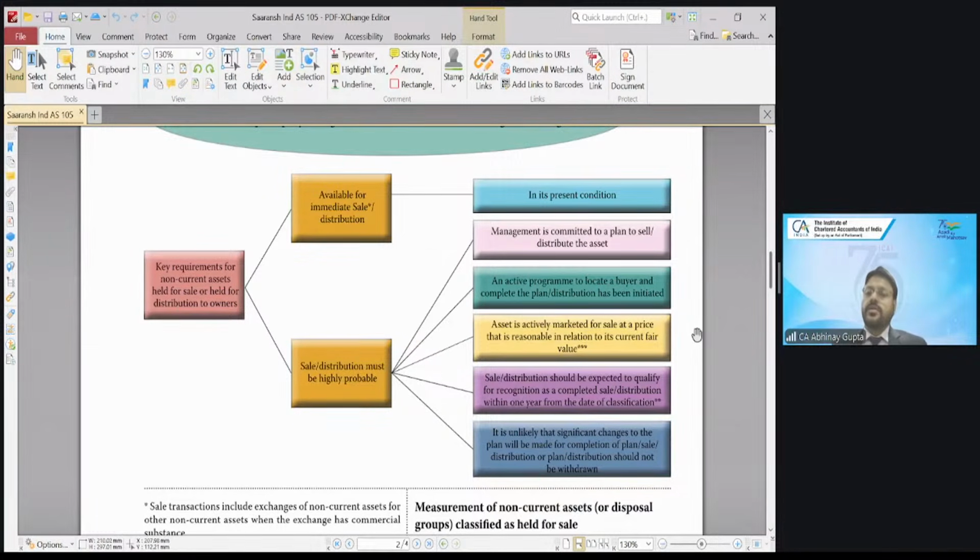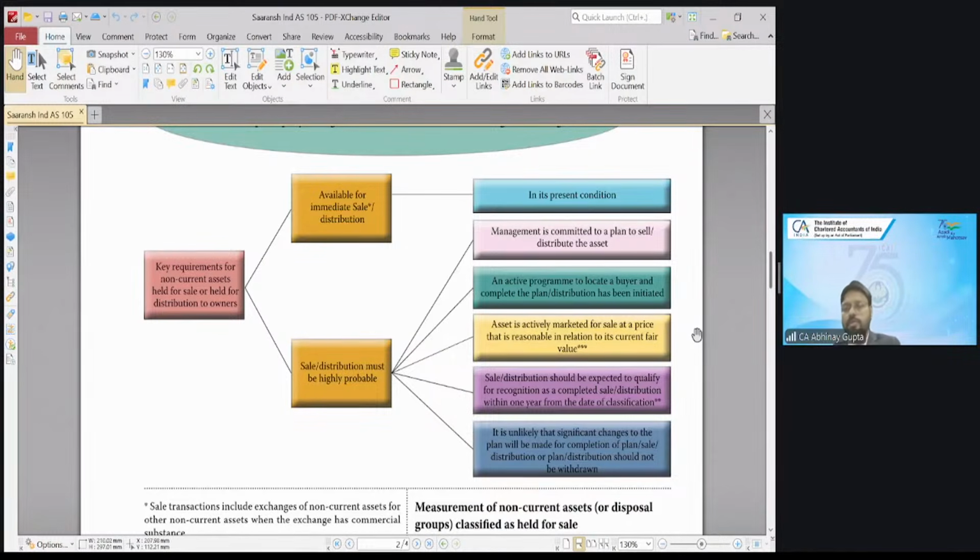So that situation will lead nowhere, right? That's where the standard has precisely said that it has to be completed within 1 year from the date of the classification, right? And the last, it is unlikely that significant changes to the plan will be made, or that the plan will be withdrawn. So the last condition is that management should continue to be committed to make the sale happen rather than thinking otherwise or planning to withdraw this sale plan in some time, right?